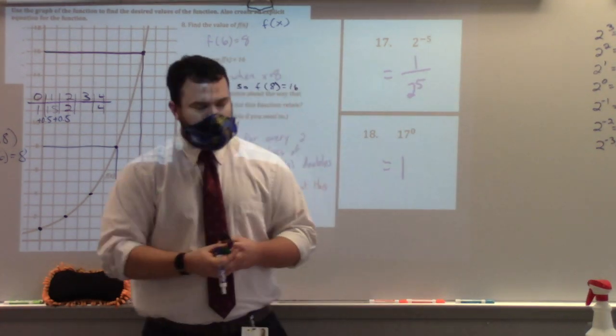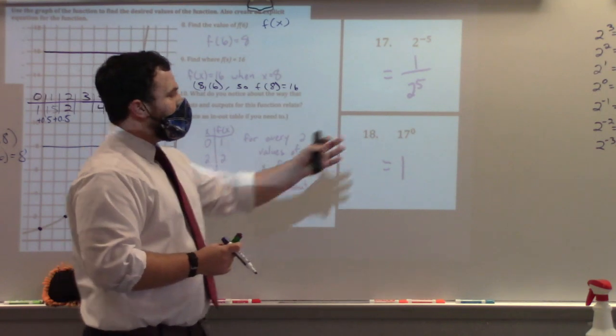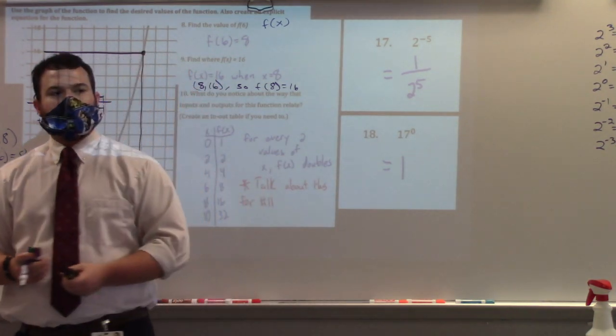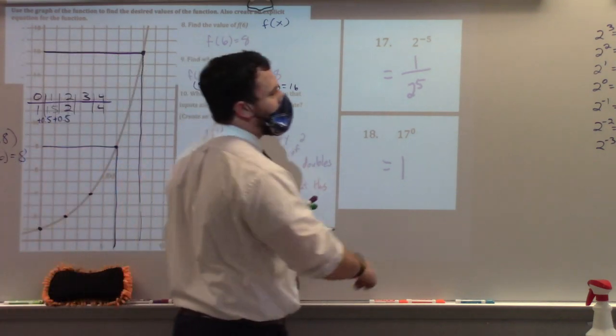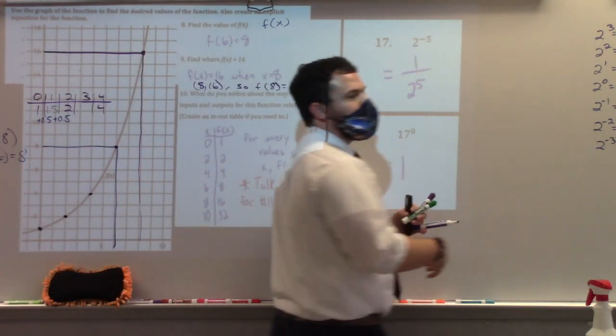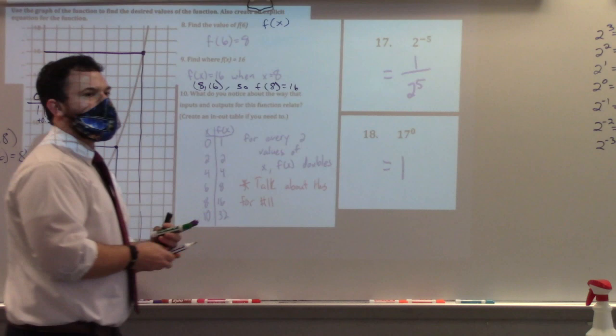So, anything to the 0 power, what's it always going to be? 1. Whenever I have a negative exponent, what's that really telling me to do? What's a negative exponent telling me to do? To divide, which would also create the reciprocal.